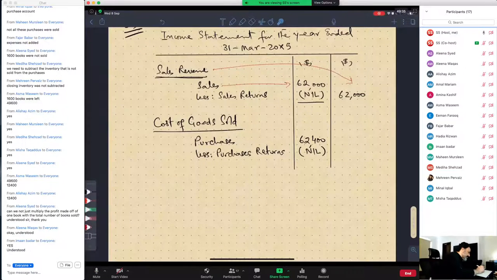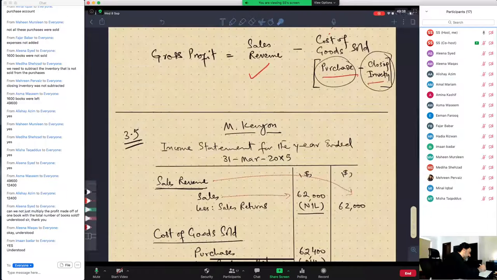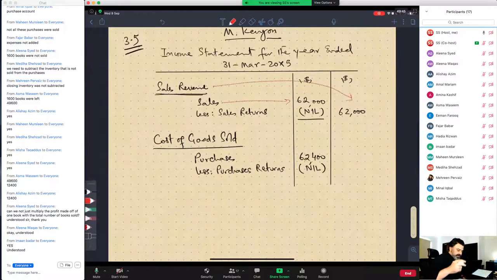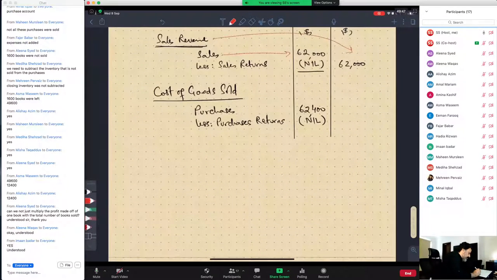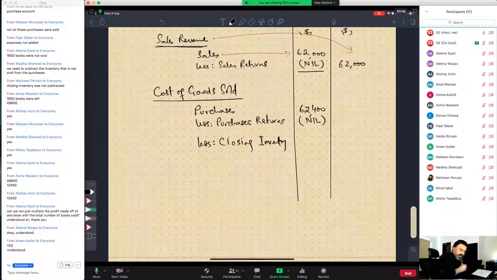And so we are done with the purchases. And now we will look for the closing inventory. Do we have any closing inventory? Yes, we do. And the closing inventory on 31st March is going to be subtracted. So we write again less, colon, and then we write closing inventory, and the closing inventory amounts to $12,800.